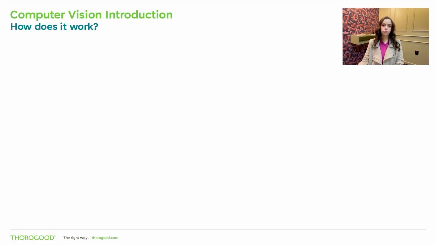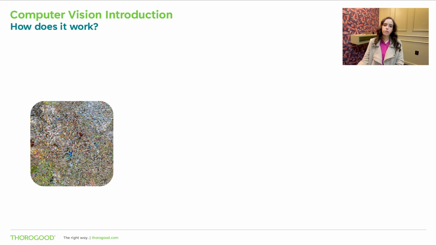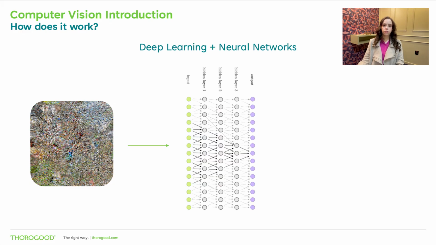So, how does computer vision work? As a quick and high-level explanation, image recognition using deep learning and neural networks works through a process called convolutional neural networks, or CNNs. When an image is input into the system, it's broken down into pixels and processed through multiple layers of neural network. Each layer of the CNN extracts different features from the image, starting with simple edges and textures in the early layers to more complex patterns and shapes in the deeper layers. These features are then combined to recognize specific objects within the image.